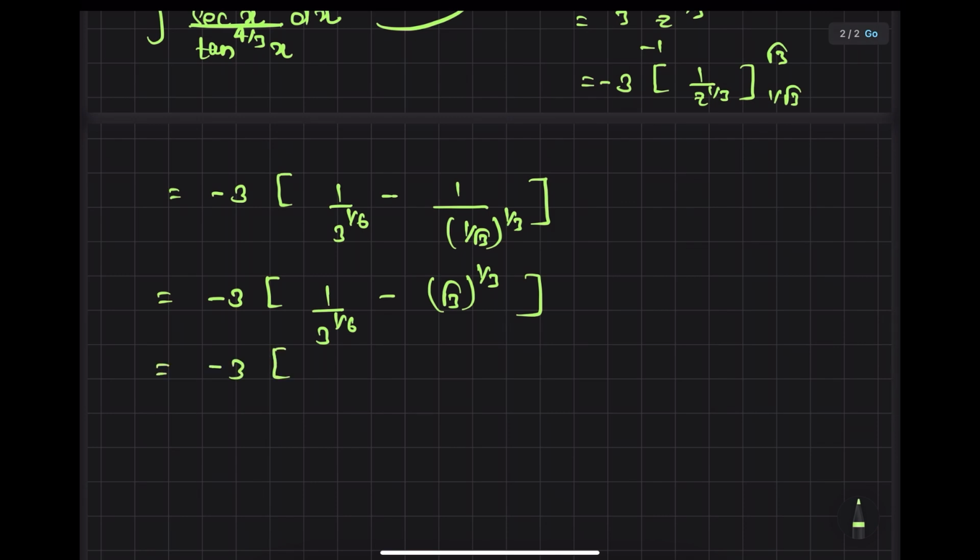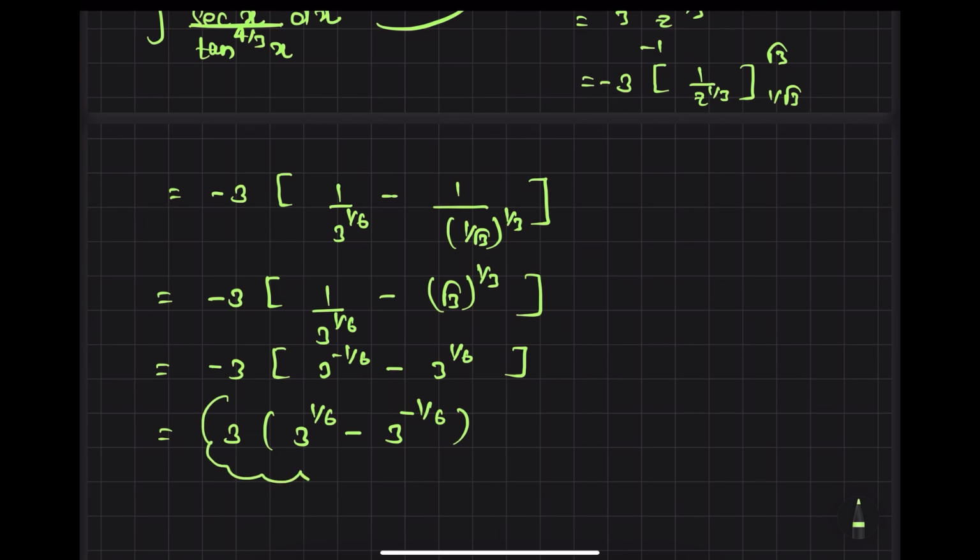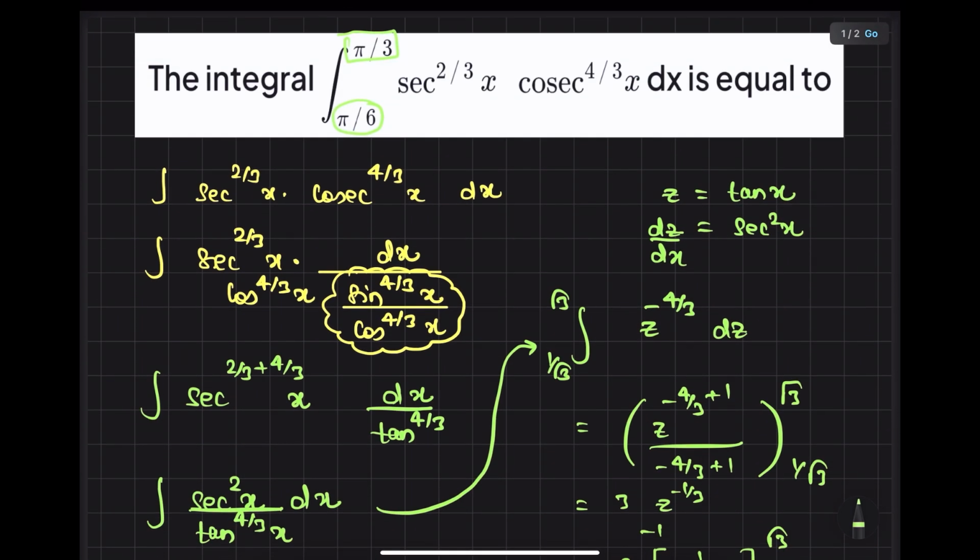Minus 3, and I can write this thing in the numerator: 3 power minus 1 by 6, minus 3 power 1 by 6. I will send this minus inside. So we will have 3 times 3 power 1 by 6 minus 3 times 3 power minus 1 by 6. So we got the required result as this. I hope you got the idea, you got the approach, and you can handle similar situations. Okay.